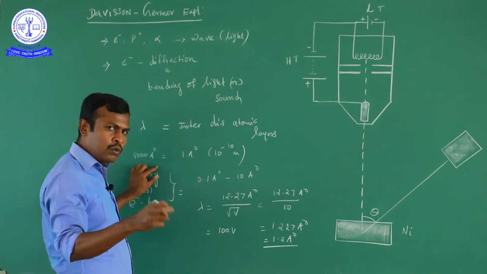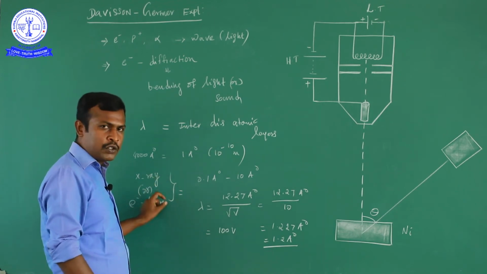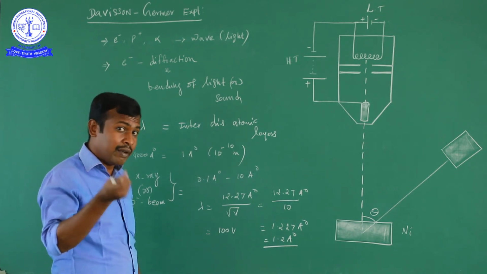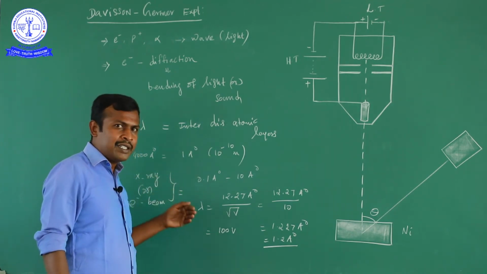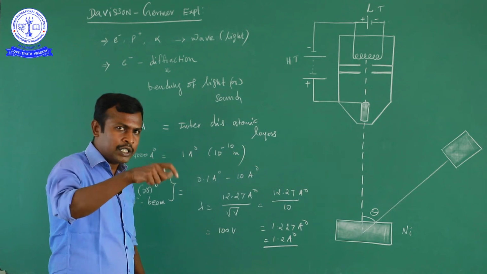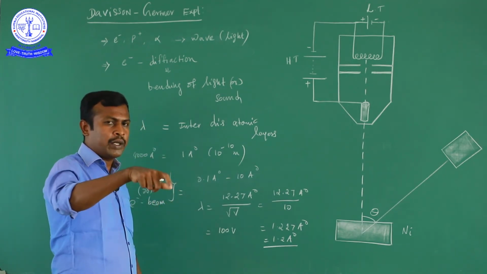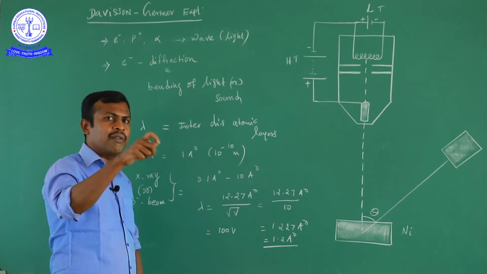So another method, another source is the electron beam. I hope you already know electron has a particle nature. Now we are going to find the wavelength of the electron. Wavelength belongs to the wave. When we find the wavelength of an electron, it is nothing but the wave of the particle.